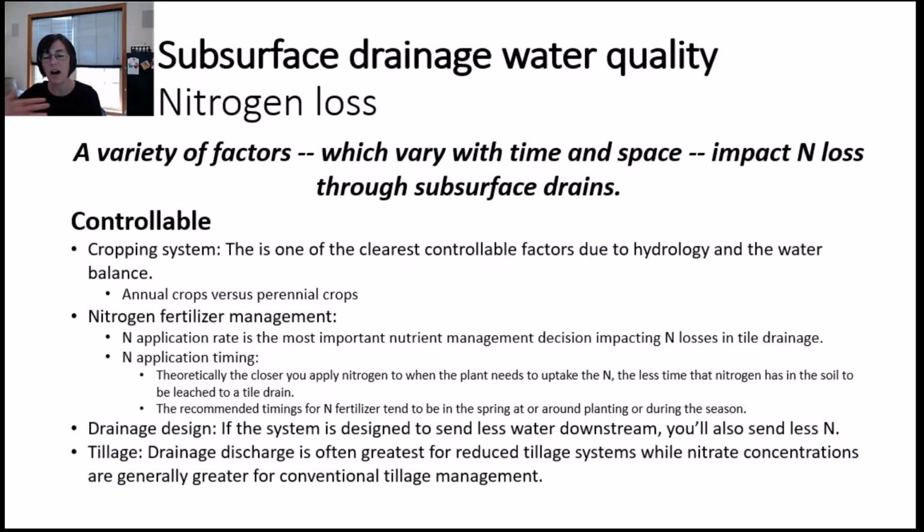So there's a trade-off, meaning that at the end of the day, the loads between all kinds of tillage systems, the nitrogen loads that you send downstream, aren't actually very different between types of tillage.